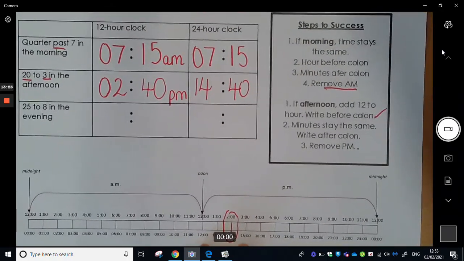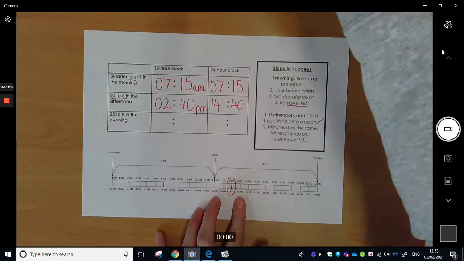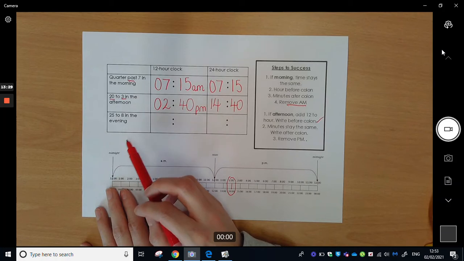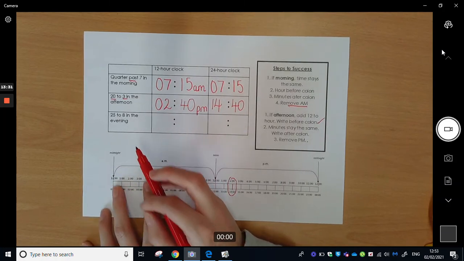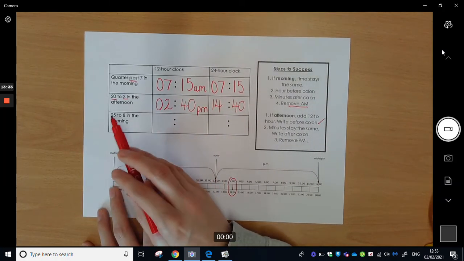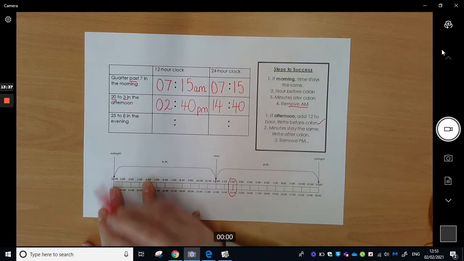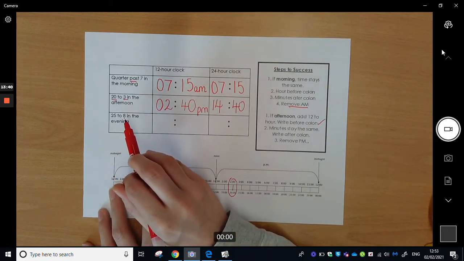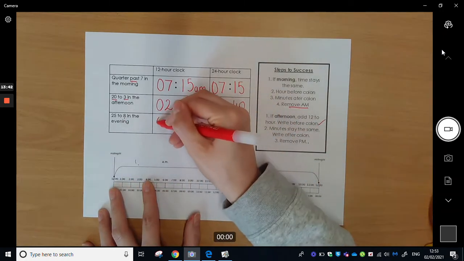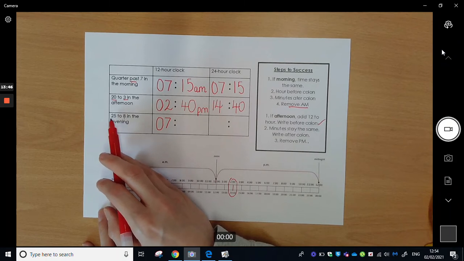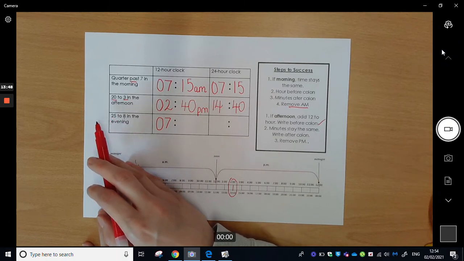Okay, let's just do one more example before we go off and do that on our own. So 25 to 8 in the evening. Again, I know it's going to be PM because it's the evening, but let's just think carefully about what the time is going to be. Remember, I'm not writing 8 because it's 2, so I need to subtract 1. So it's going to be 7. And it's not 7:25 because it's 25 minutes to.